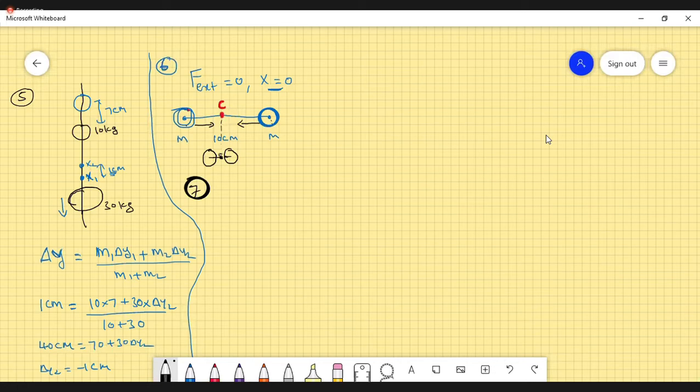If two particles of mass 6 kg which are at rest are separated by a distance of 15 meter. The two particles are moving towards each other under a mutual force of attraction. Then the ratio of distances traveled by the particles before collision is. So distances traveled before collision.